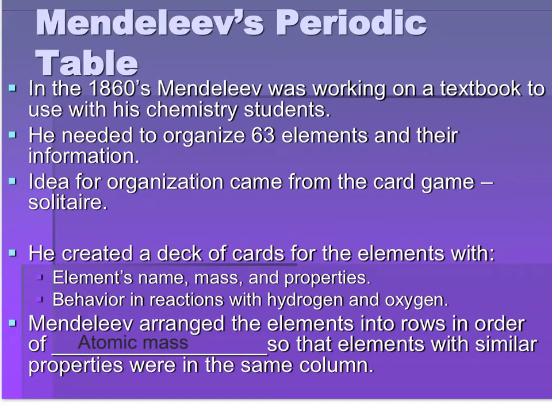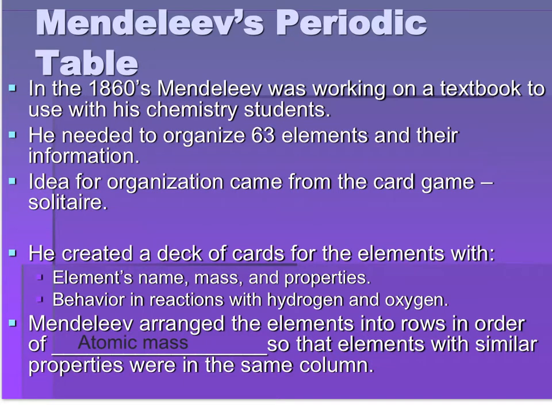So back in the 1860s, there was a scientist called Mendeleev. Keep in mind, in the 1860s, they didn't have a periodic table like we have now. In fact, at the time, they only knew about 63 of the current 118 elements. So with that, he was trying to create a textbook to use with his chemistry students.